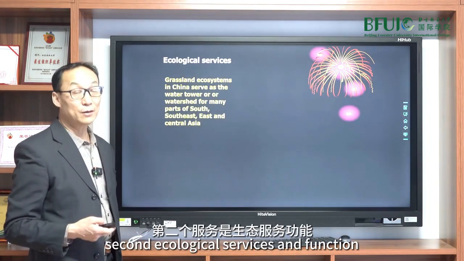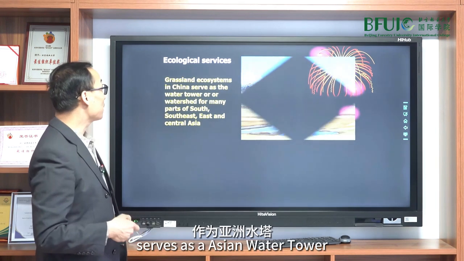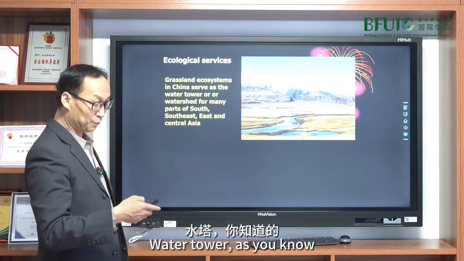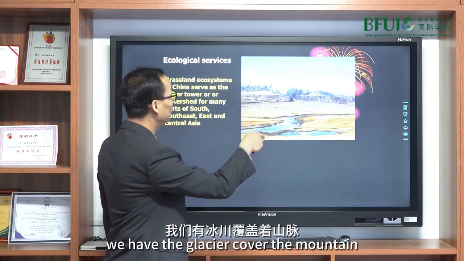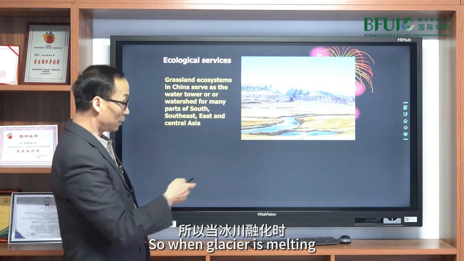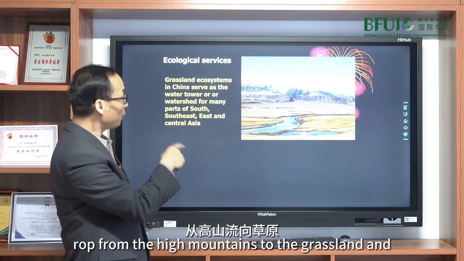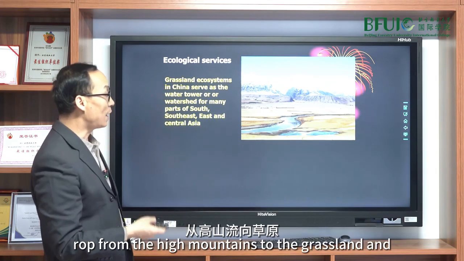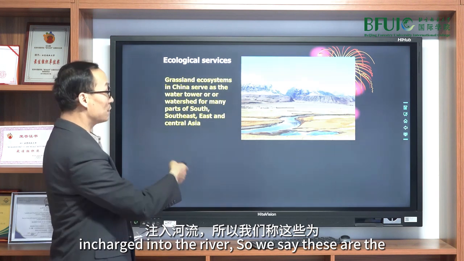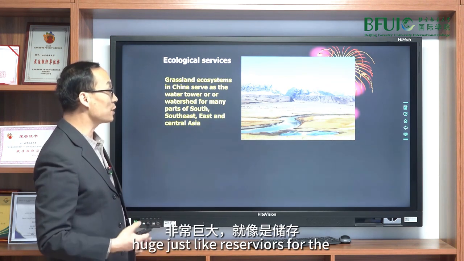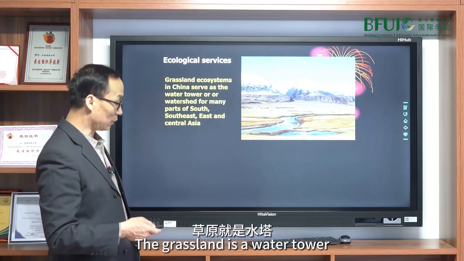Second service is ecological services and function. So grassland ecosystems in China serve as a water tower. Why water tower? On high mountains, especially on the Tibetan Plateau, we have glaciers covering the mountains. When the glacier melts, the water flows from the high mountains to the grassland and is discharged into the rivers. So these are very huge, just like reservoirs for fresh water. So we call the grassland a water tower.